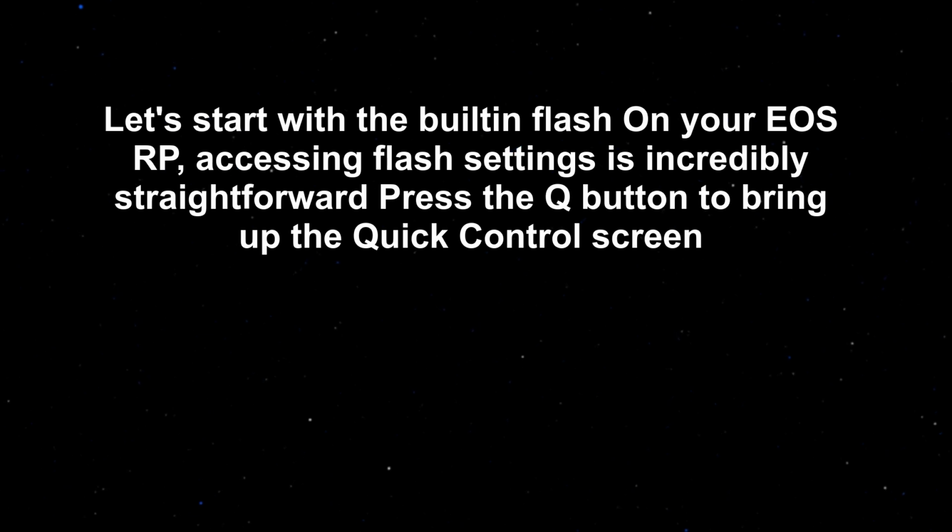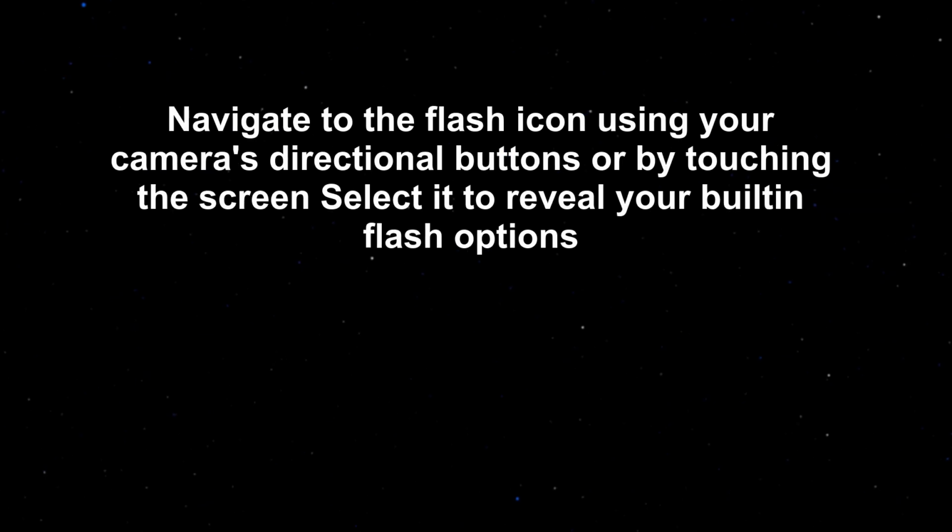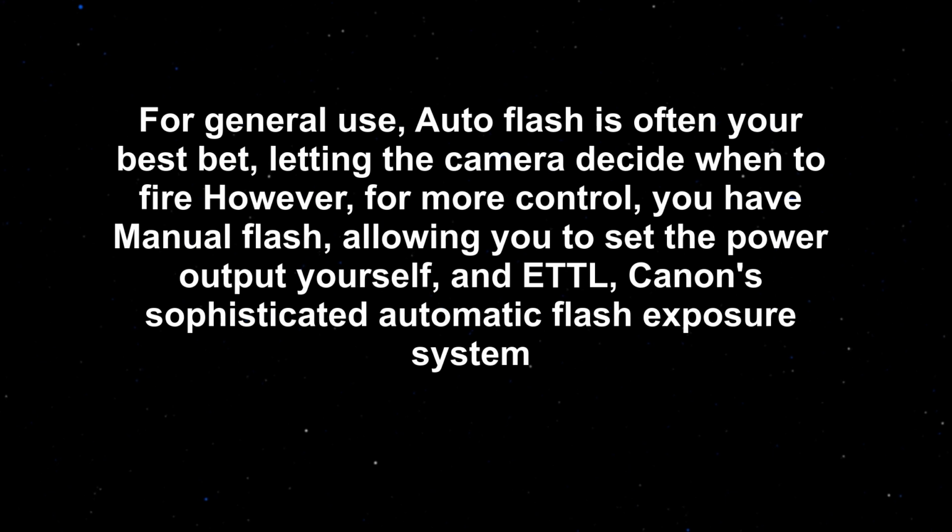Press the Q button to bring up the quick control screen. Navigate to the flash icon using your camera's directional buttons or by touching the screen, selected to reveal your built-in flash options. For general use, auto flash is often your best bet, letting the camera decide when to fire. However, for more control, you have manual flash, allowing you to set the power output yourself. E-TTL, Canon's sophisticated automatic flash exposure system.